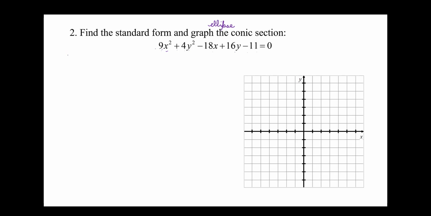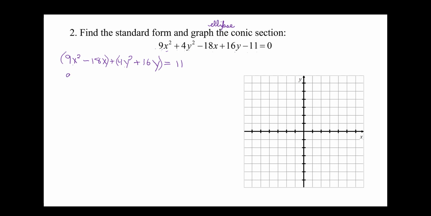I'm going to start by writing 9x squared. I'm going to put my x terms together: 9x squared minus 18x plus 4y squared plus 16y. I'll put my y terms together, and then I'm going to add 11 to each side. So 9x squared minus 18x plus 4y squared plus 16y equals 11. I'm going to factor out the coefficient on the x squared and the coefficient on the y squared. Let's just throw some parentheses around the x's and then around the y's.